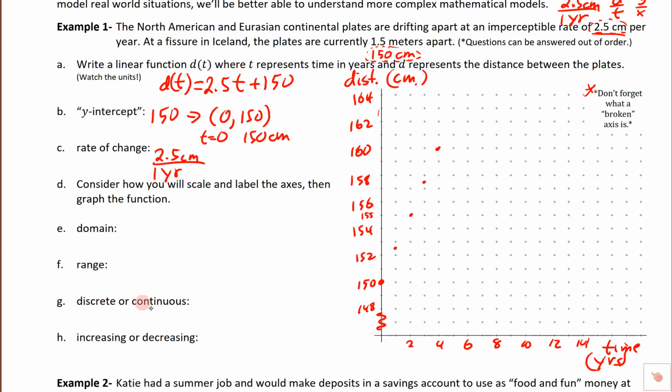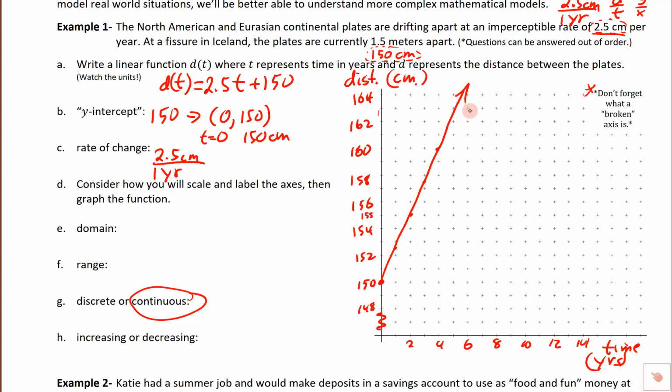Now, it does say, is this discrete or continuous? I think I want to answer this one right now. This is going to be continuous because it doesn't just suddenly jump apart. That would be called an earthquake. So it doesn't suddenly go another 2.5 centimeters apart. It does a little bit and a little bit and a little bit, and then in a year, it's 2.5 centimeters. So this covers all of those in between. So this is going to look like this.